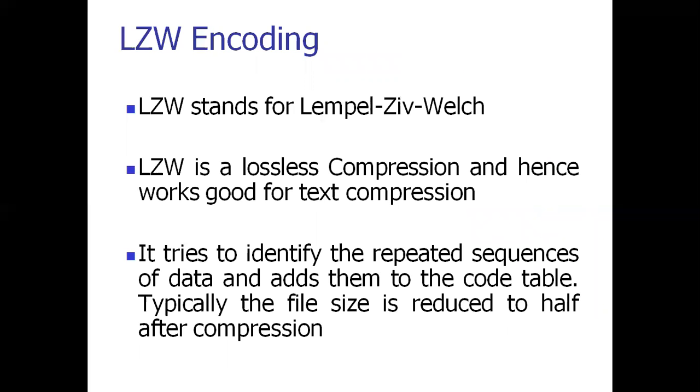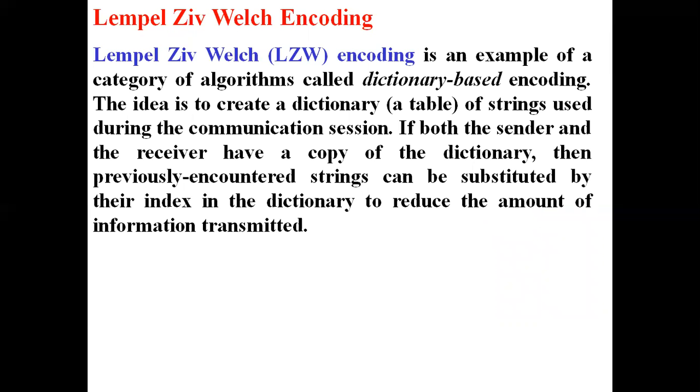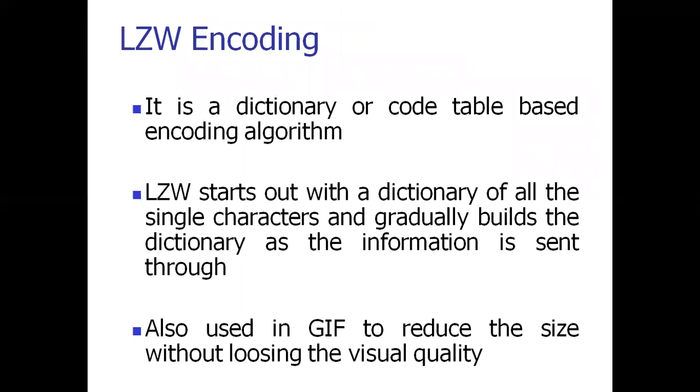Another method is LZW encoding, which is named after the three scientists Lempel, Ziv and Welch. It is another lossless compression technique. It tries to identify the repeated sequences of data and add them to the code table. It is also known as a dictionary-based encoding method. The idea is to create a dictionary or a table of strings used during the communication session. If both the sender and the receiver have a copy of the dictionary, then a previously encountered string can be substituted by its index in the dictionary to reduce the amount of information transmitted.